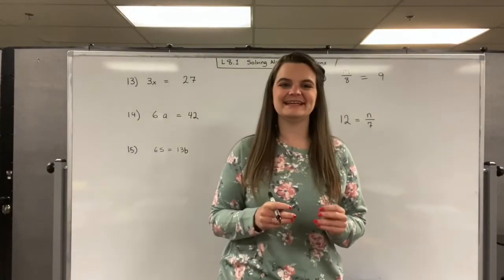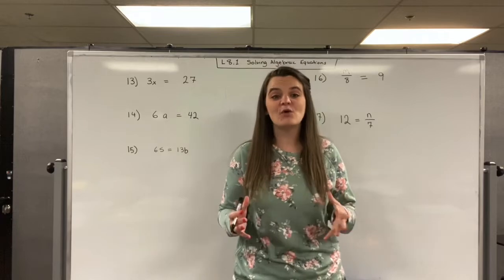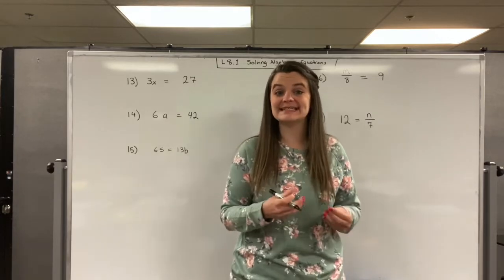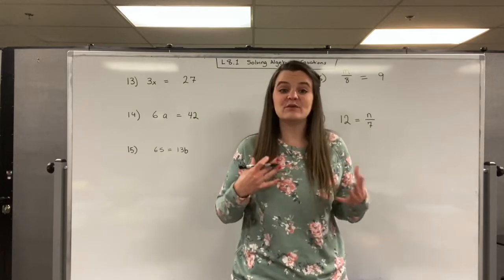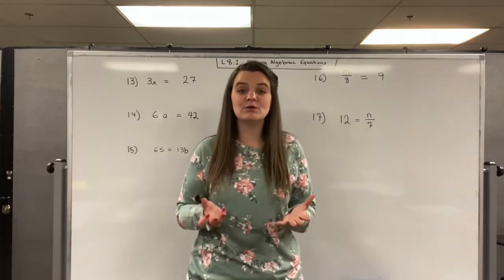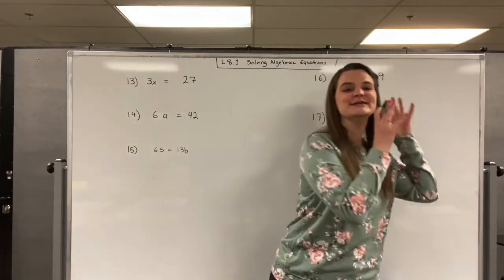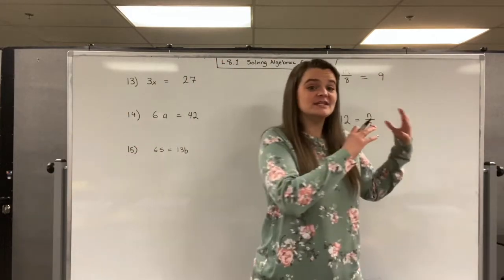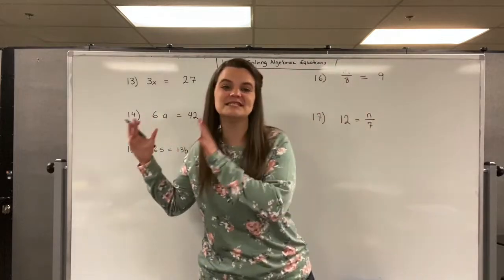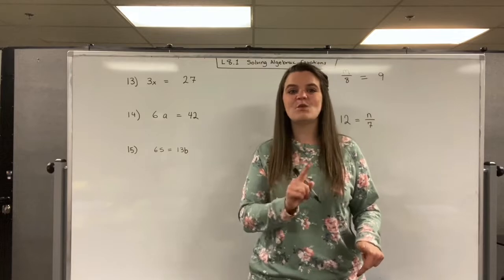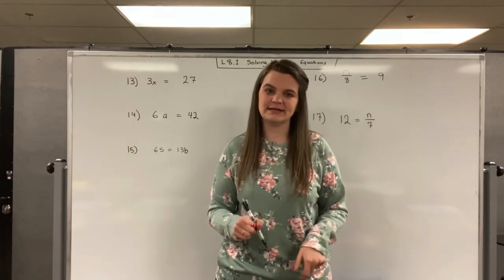Like with adding and subtracting, our goal remains exactly the same. We need to isolate the unknown, isolate the variable. Like with adding and subtracting, our number one rule is the same. If you do it to this side of the equation, you also do it to this side of the equation. If you do it to this side of the equation, you also have to do it to this side of the equation. Those rules don't change, but there's one thing that's a little bit different.